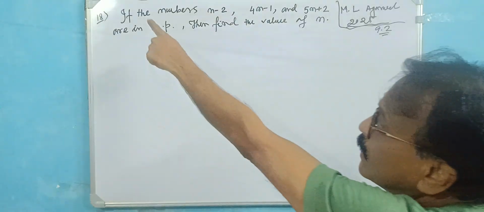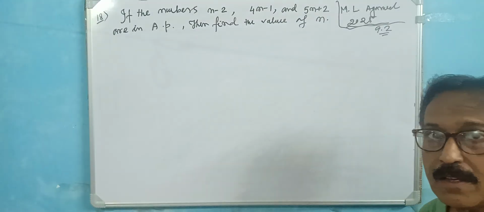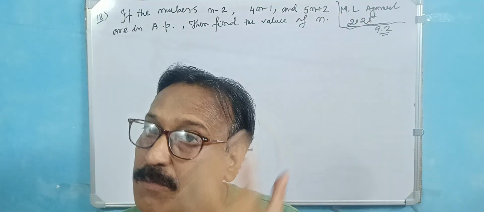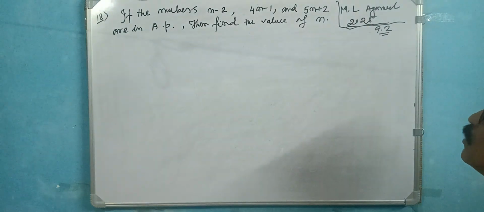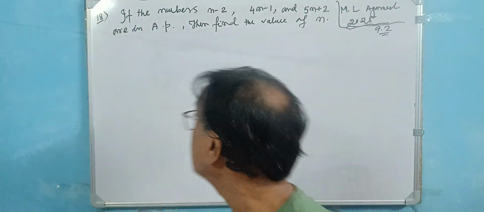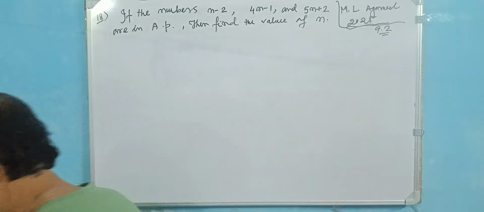So this is a question, just solve it, you know all these formulas, no problem at all. If these numbers are in AP, you know the format of AP: the first term, the common difference, and from this you just solve it. This is from the ML Aggarwal 2025 edition, exercise 9.2, sum 18.